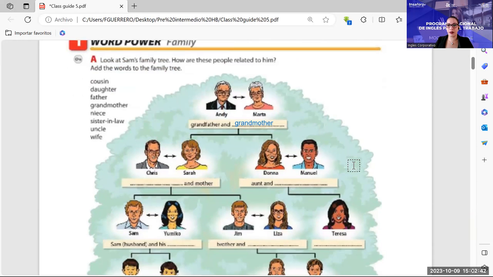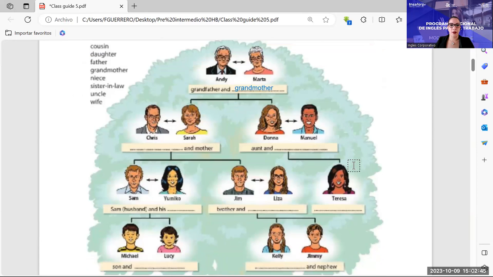Let's continue here with our family tree. We have and mother. What is missing here? Of course, a father. Good. Now, let's continue here with Donna and Manuel. Let's see the family tree according to this. Uncle. Very good.